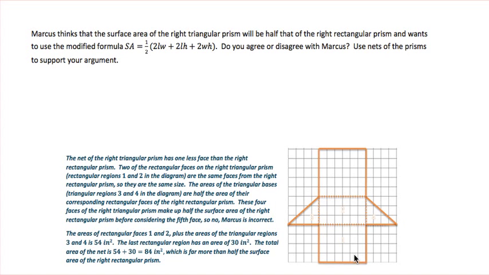And so these 4 faces of the right triangular prism make up half the surface area of the right rectangular prism. But the 5th face would be in addition to half. The 5th face is in addition to half of the surface area, so Marcus is not correct. Because 1, 2, 3, 4 will be half of the surface area of the rectangular prism, but we haven't even considered this face.